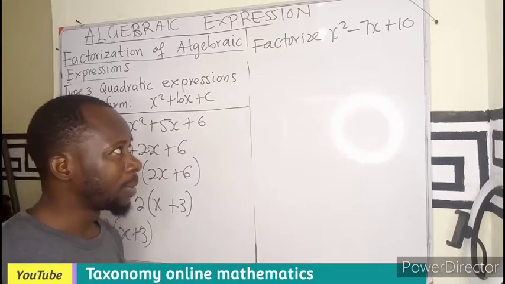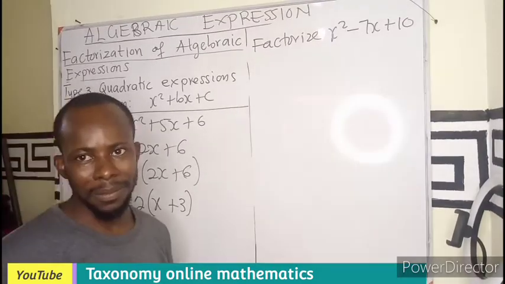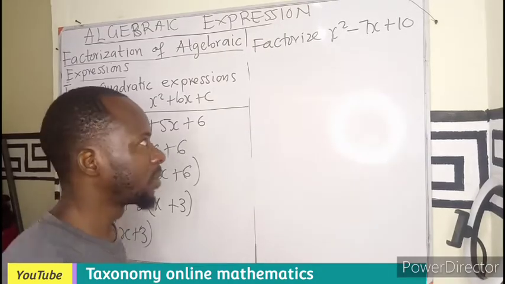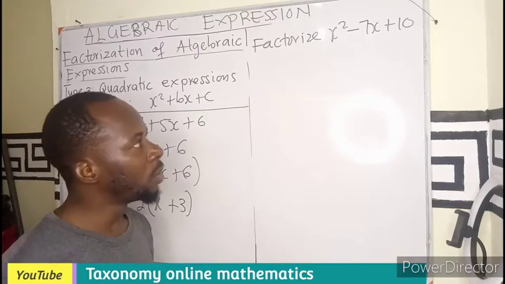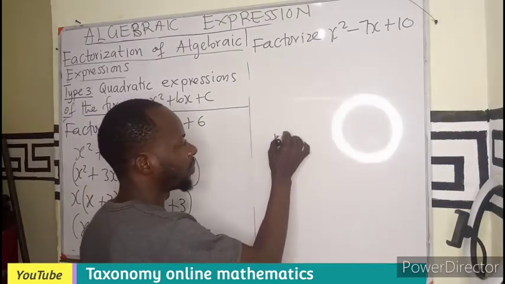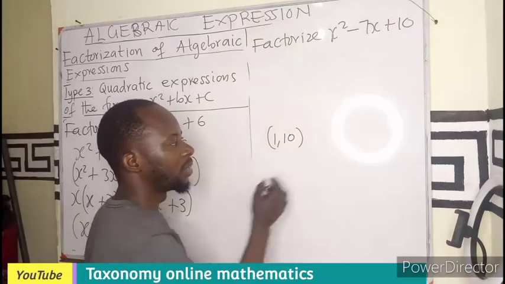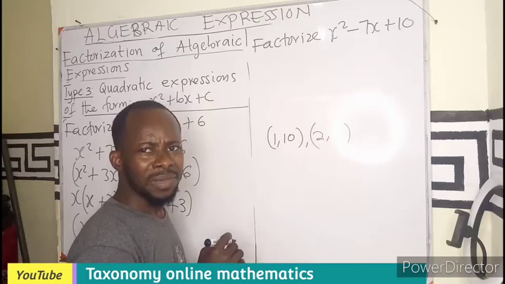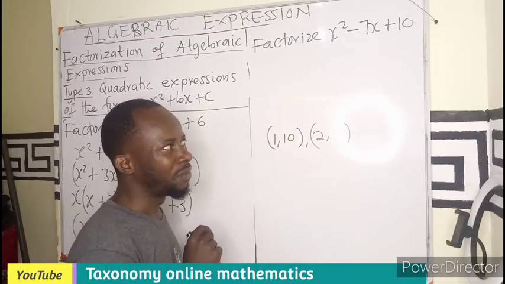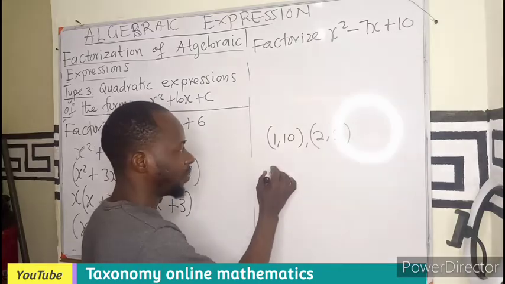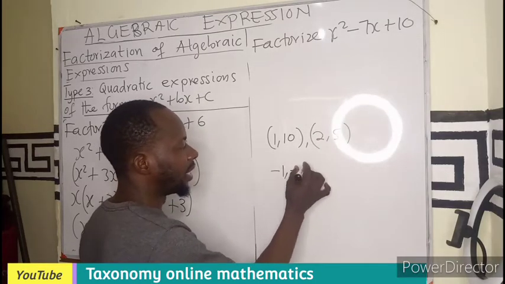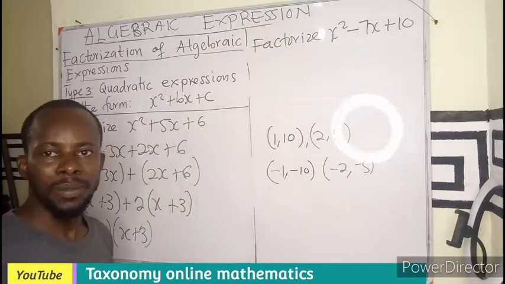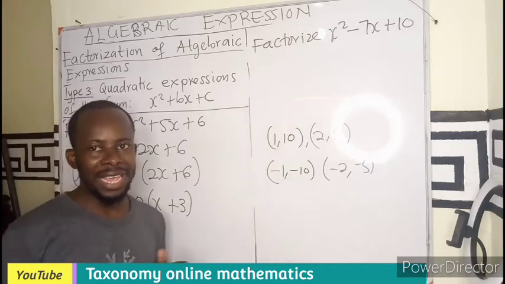x squared minus 7x plus 10. So straightforward, we are going to look for factors of 10. Okay, positive 10. So we know negative will be involved. So let's say I have 1 and 10. I have 2 and 5. Is there any factor again? I think it's only 1, 10 and 2, 5, as in positive. But we can also have -1, -10, -2, -5.